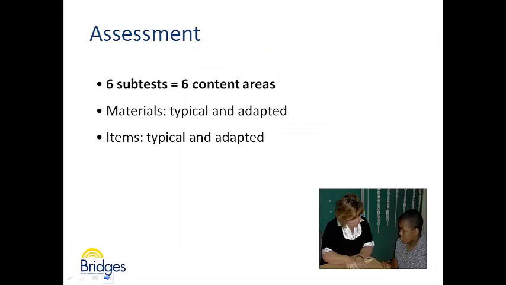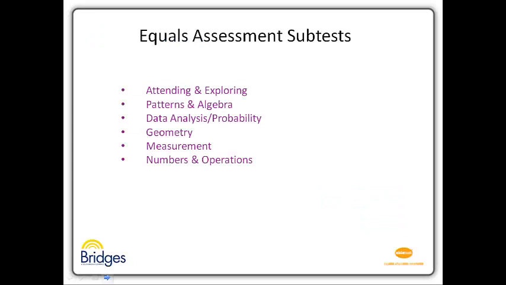So there are 6 subtests contained in the Equals assessment, and each of the subtests reflects the 6 content areas, and they are attending and exploring, patterns in algebra, data analysis and probability, geometry, measurement, numbers, and operation. It's up to you which subtest you'd like to begin with. You can present them in any order. However, once you begin a subtest, you must follow the items within a subtest in order.